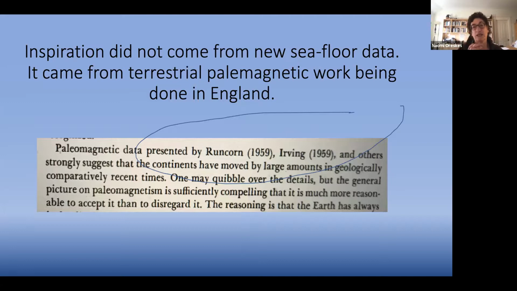Because if you'll recall, at the beginning of this talk, I said that the popular story was that the new data from the seafloor helped to reopen the debate, and that was the critical thing. But actually, if you read what Hess says himself about why he is now revisiting this question, it's not the seafloor data. It's the terrestrial paleomagnetic data presented by Keith Runcorn and Ted Irving and others in the United Kingdom. It's the terrestrial paleomagnetic data that shows that the apparent polar wandering paths are caused not by the poles wandering, but by the continents wandering.